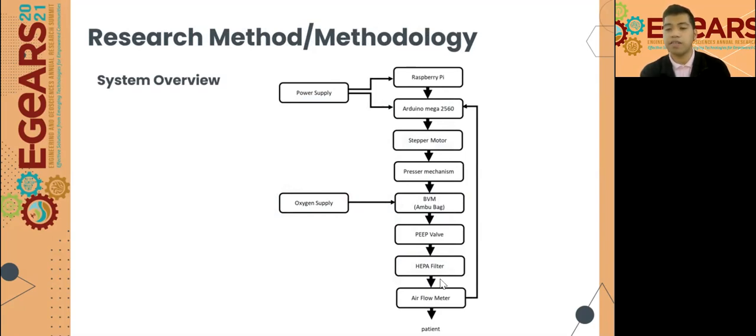This feedback mechanism from the flow meter or the flow sensor will be available during assist control so that the ventilator will provide another volume of oxygen that is triggered by the patient.